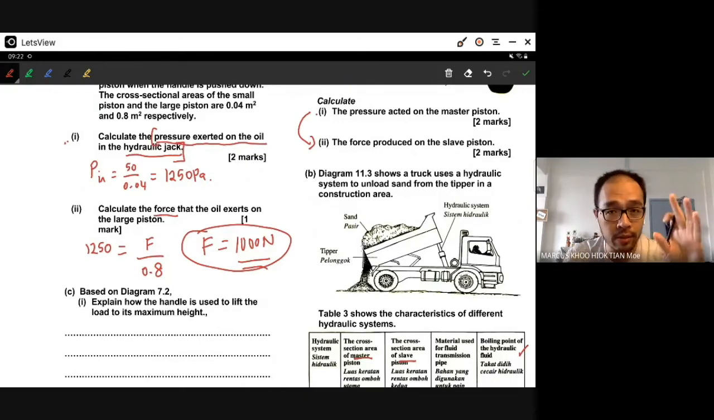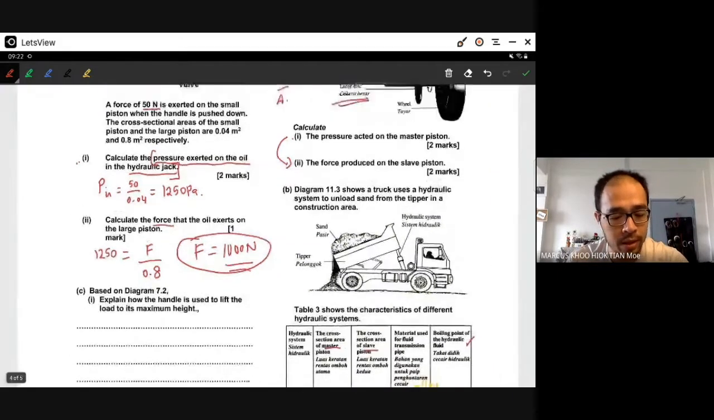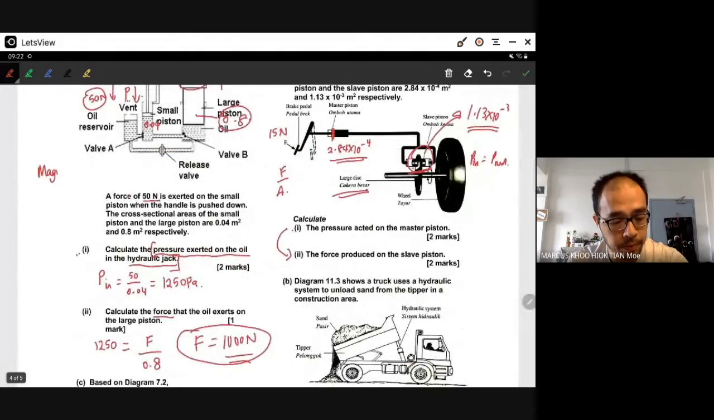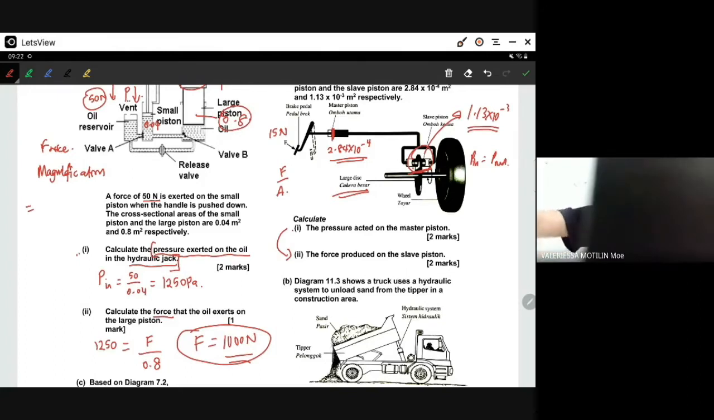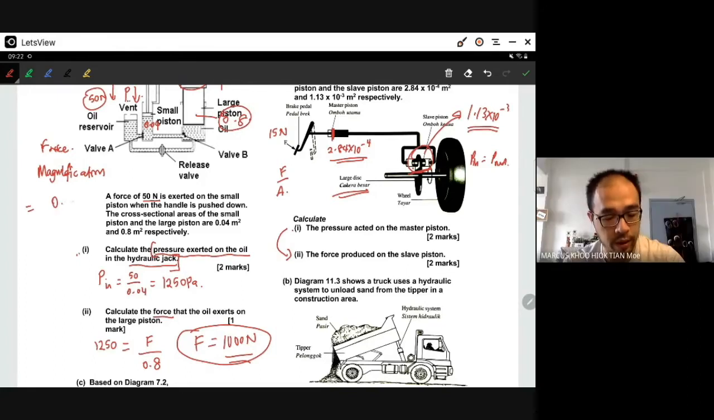Okay, I'm just going to add one small question now. Can you tell me what is the force magnification? What is the value of the force magnification? 20. How do I count 20? 0.8 over 0.04. Okay, very good. 0.8 over 0.04, you just get 20 times. So it is 20 times larger, and it's true, 50 times 20 will give you 1000.